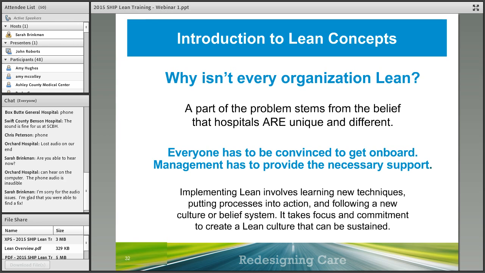So again, why doesn't every organization go to lean? Because we've seen that it works. We've seen that we can produce significant impact.